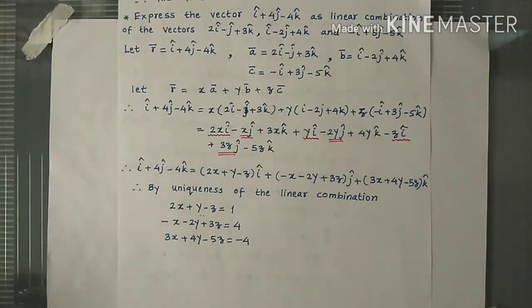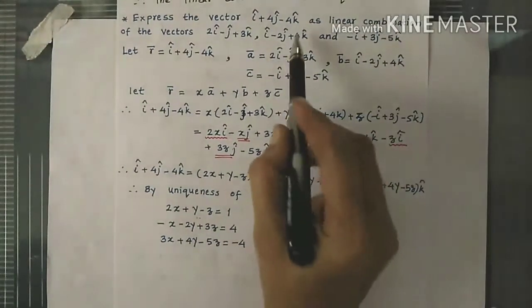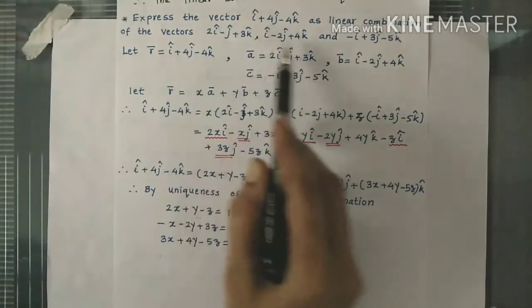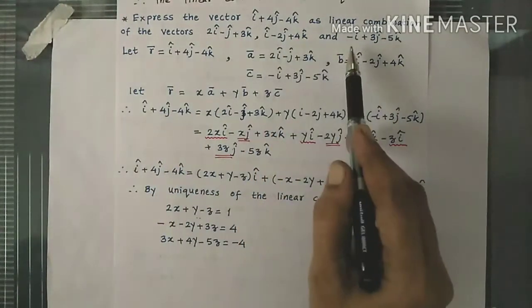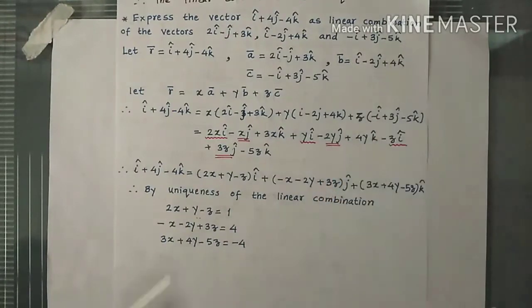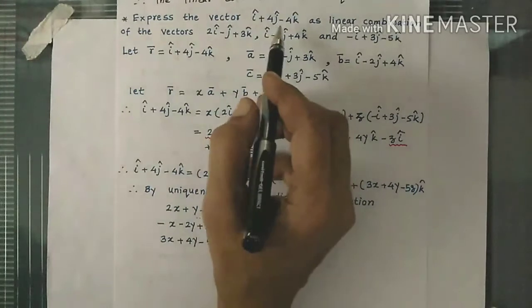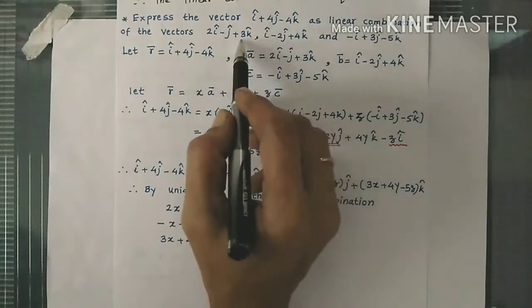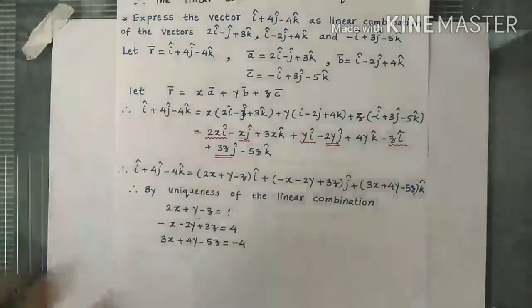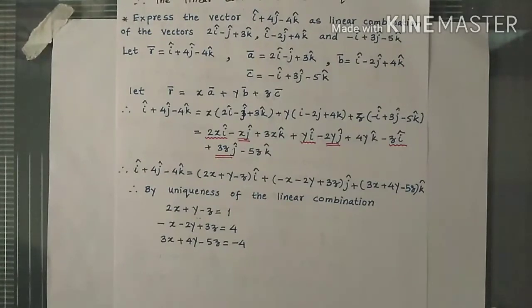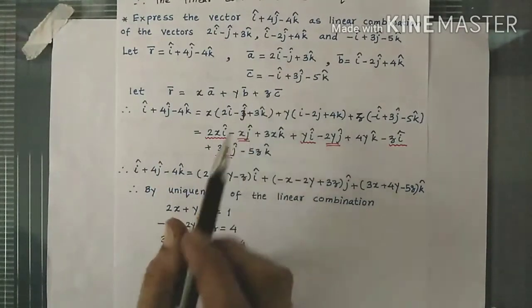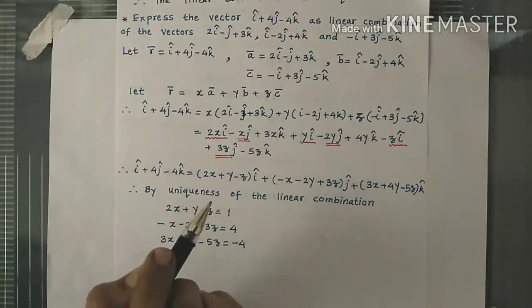So the question is, express the vector i plus 4j minus 4k as a linear combination of the vectors 2i minus j plus 3k, i minus 2j plus 4k and minus i plus 3j minus 5k. So let's take this vector as r bar. So r bar is i plus 4j minus 4k and these three vectors are a bar, b bar and c bar. Linear combination means it is x a bar plus y b bar plus z c bar. So I have written r bar as x a bar plus y b bar plus z c bar and we have to find the values of x, y and z.